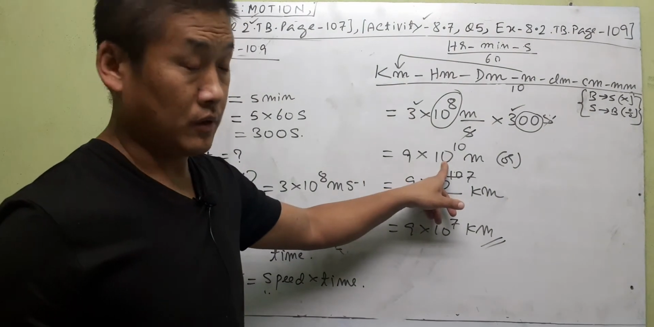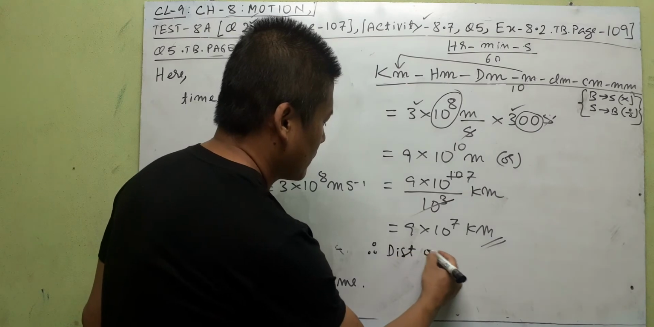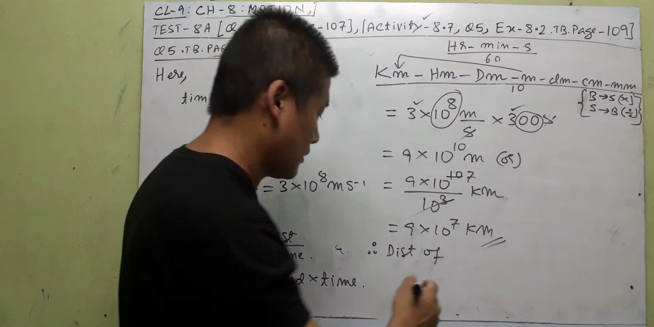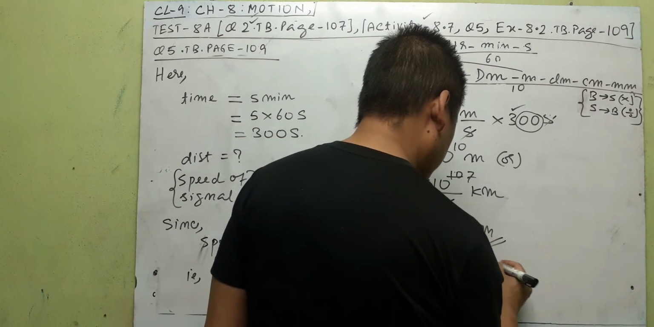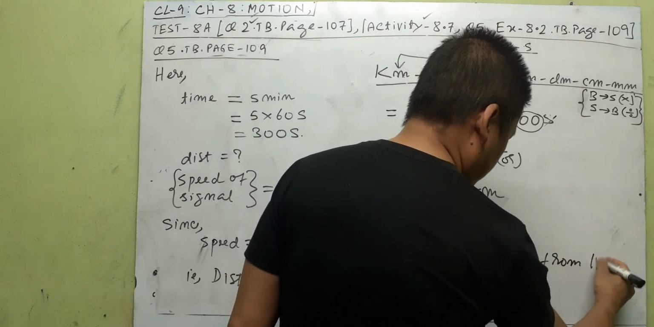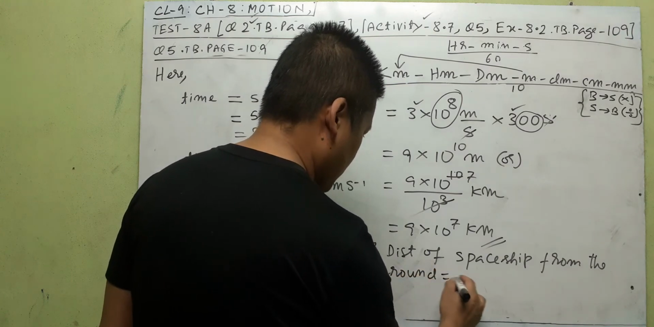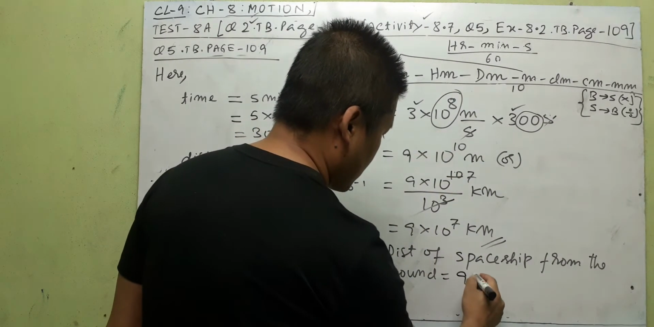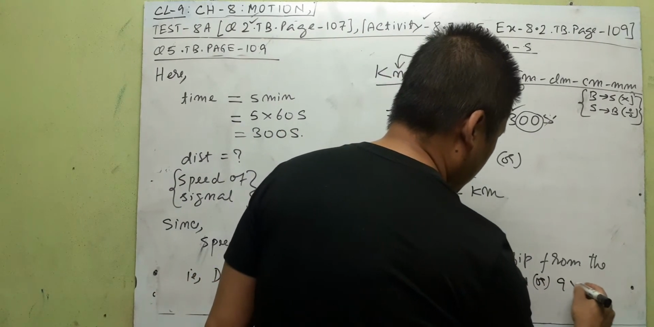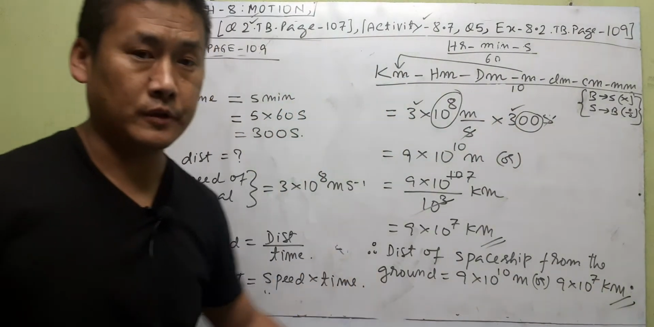So you can write here, therefore, the distance of the spaceship from the ground is equal to 9 into 10 to the power 10 meter, or 9 into 10 to the power 7 kilometer if they ask in kilometer. Otherwise you can just stop it here.